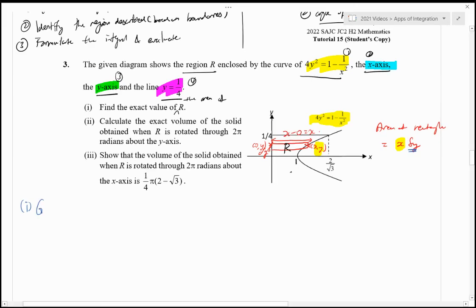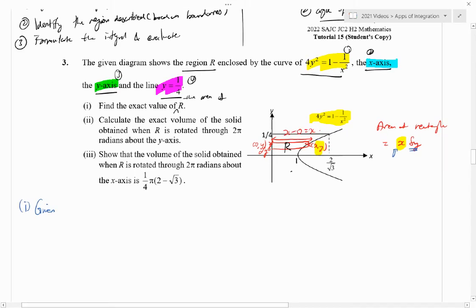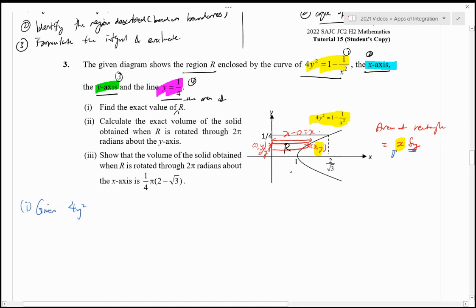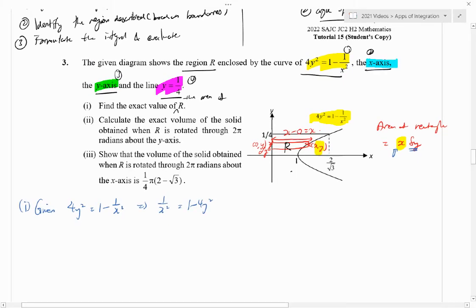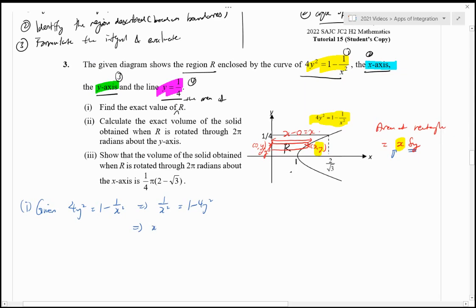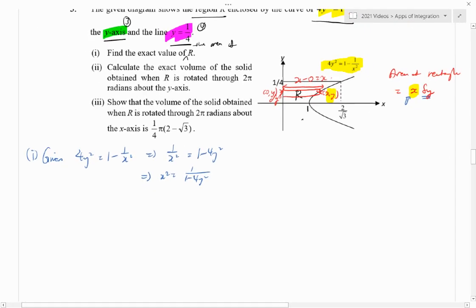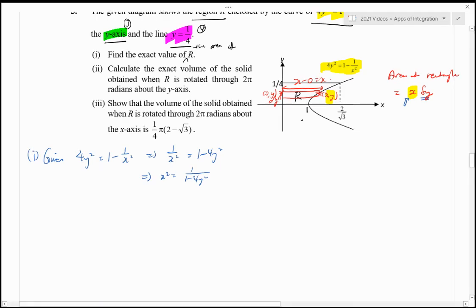So given, okay, we know that we need to find the expression of x, right? Given 4y squared equals 1 minus 1 over x squared, we know that 1 over x squared equals 1 minus 4y squared. So this means that x squared equals 1 over 1 minus 4y squared.